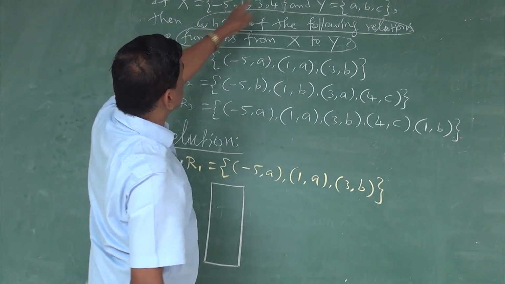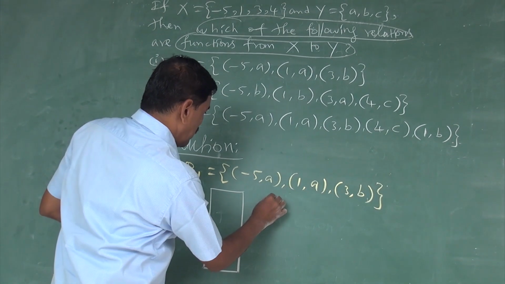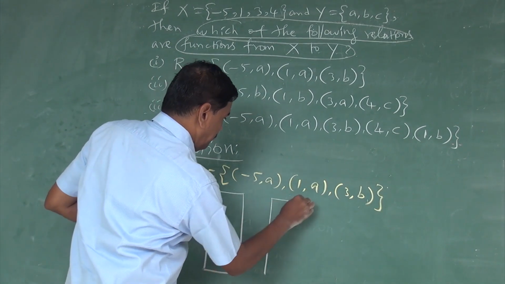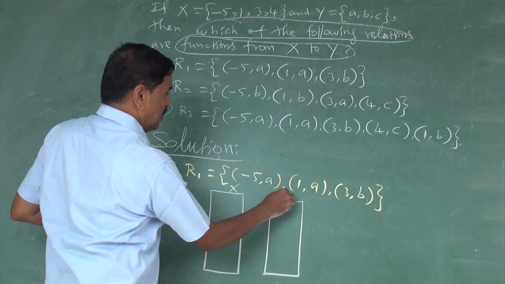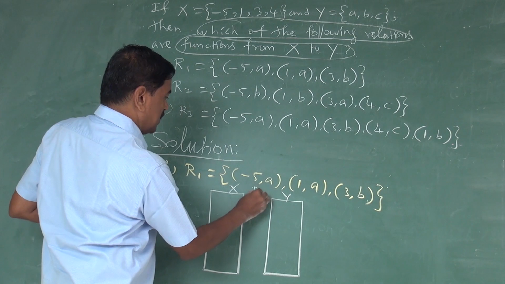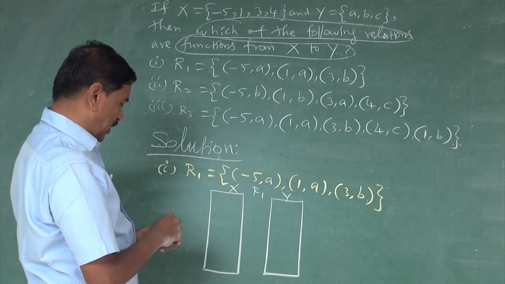Yes, here X set, Y set given. Let us draw the arrow diagram. Here X set, Y set, and given that R1 is a relation.